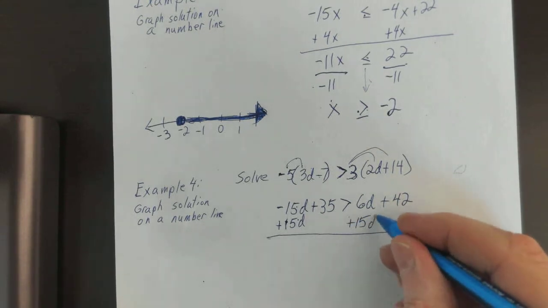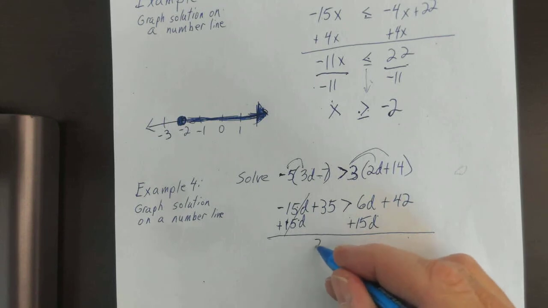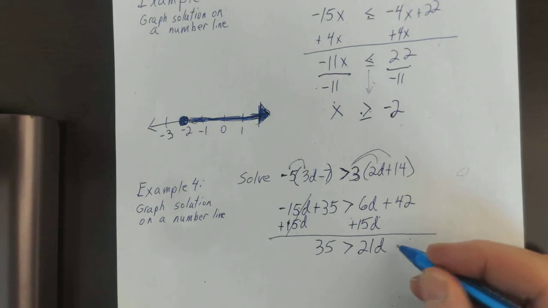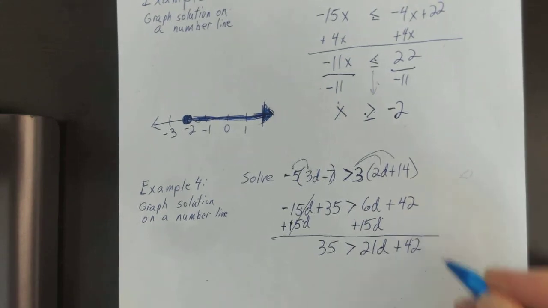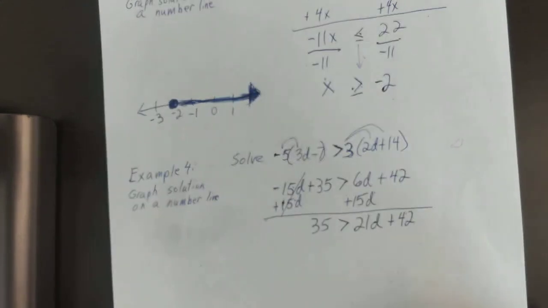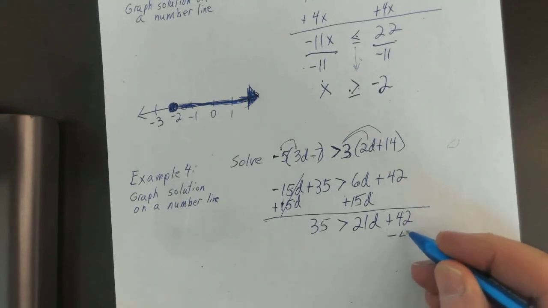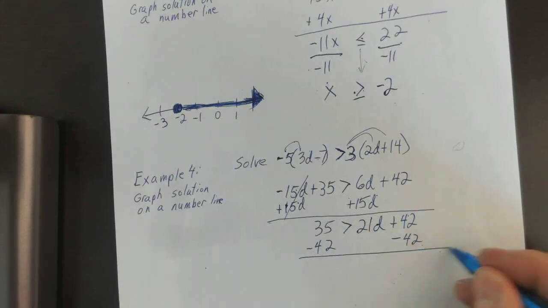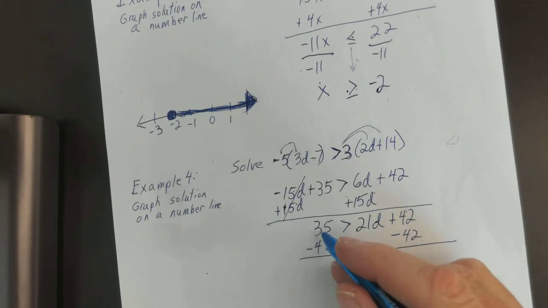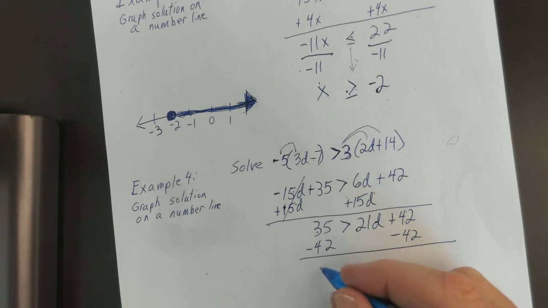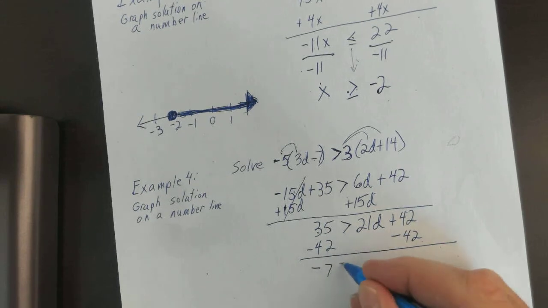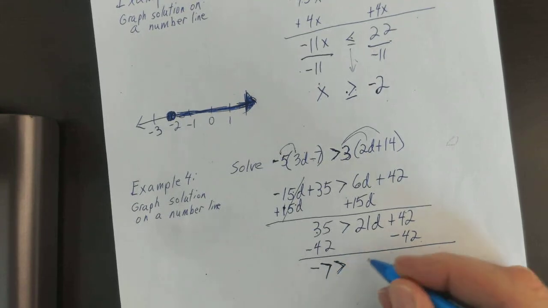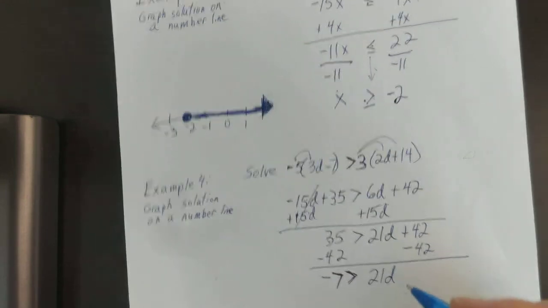And so I'm adding 15d to both sides. That cancels. So now I have 35 is greater than 21d plus 42. And then I'm going to subtract 42 from both sides. That's the subtraction property of inequality at use here. And 35 minus 42 is negative 7. So I got negative 7 is greater than 21d.